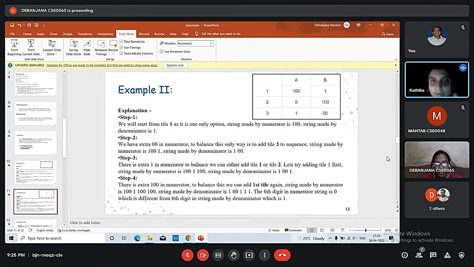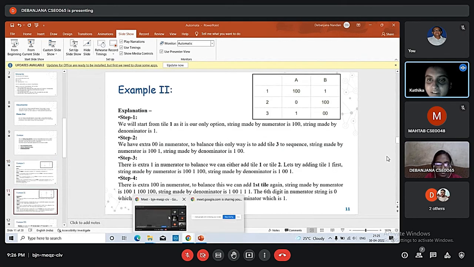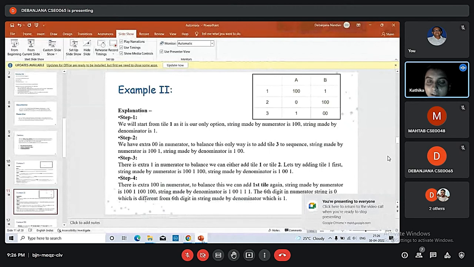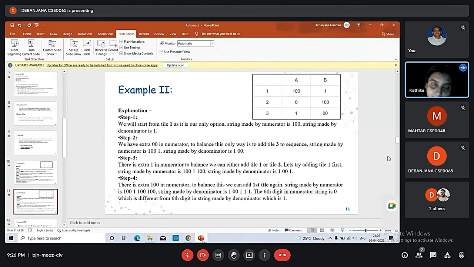Thank you, Debanjana. Here also the main crux remains the same. A is the numerator and B is the denominator, and the table is clearly visible on the top right side of the slide. Now going on to the explanation part. The difference from the previous example is that in the previous example, both numerator and denominator were beginning with the same digit, but here it's different. And we will start from the first tile because that's the only option that we have.